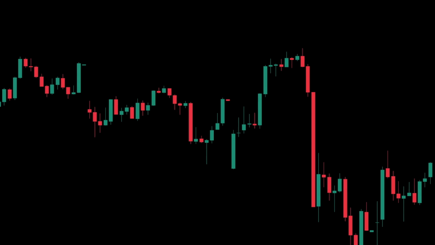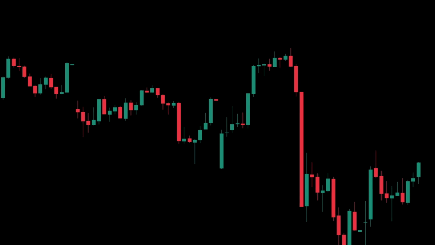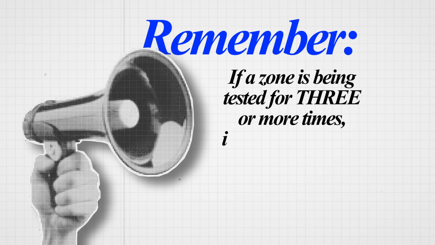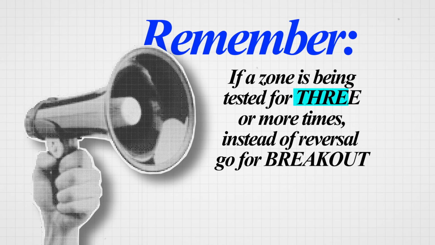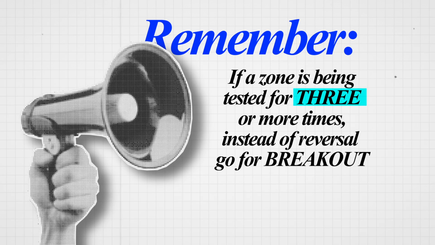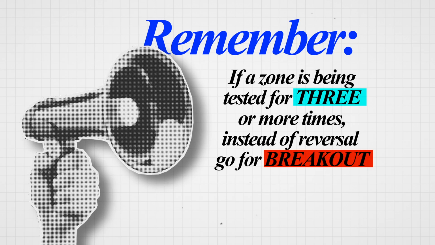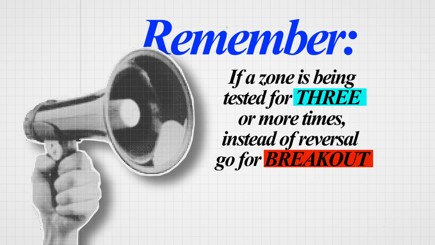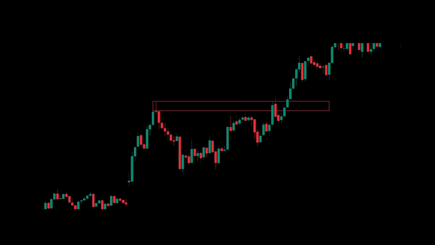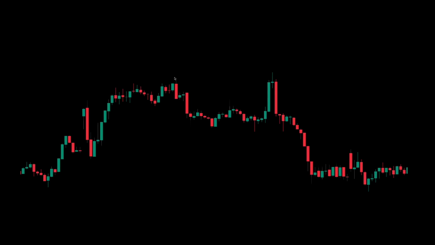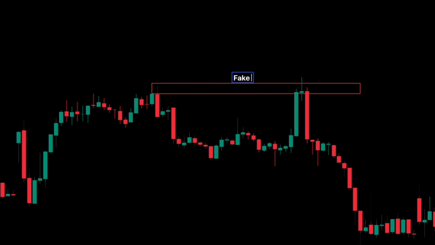But if the market returns to these levels again and again, it tends to become weak and prone to being broken. Remember one thing, if a zone is tested 3 or more times, instead of going for reversal, look for the opportunity and plan for a breakout. This is key for your chart skill development. There are certain conditions to identify a strong or fake breakout. We will talk about them in a separate video.